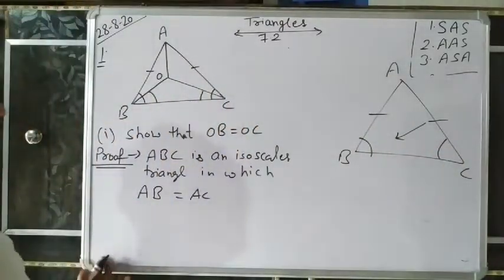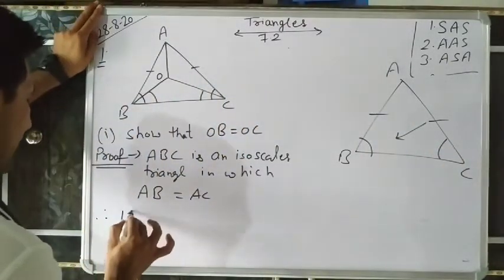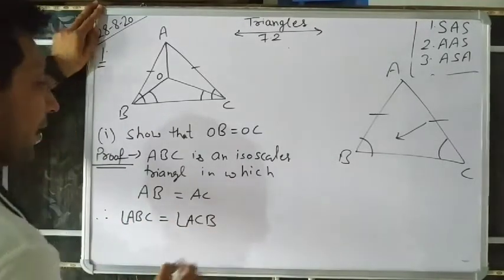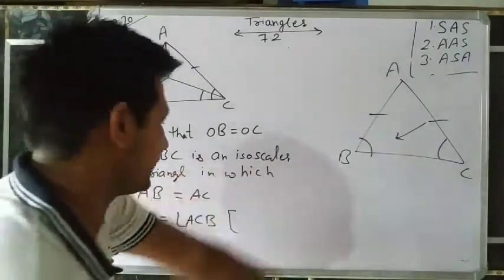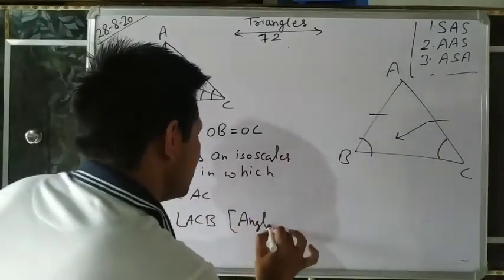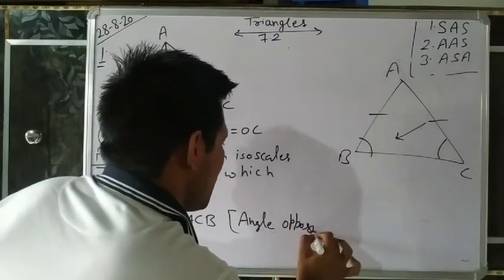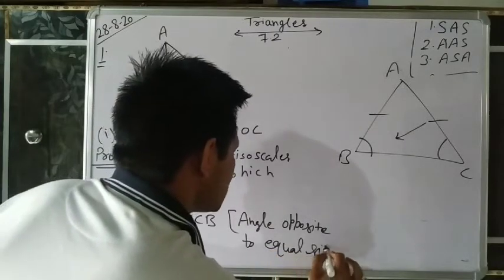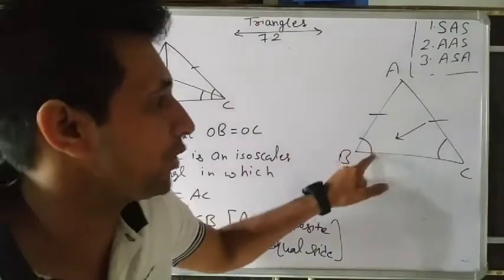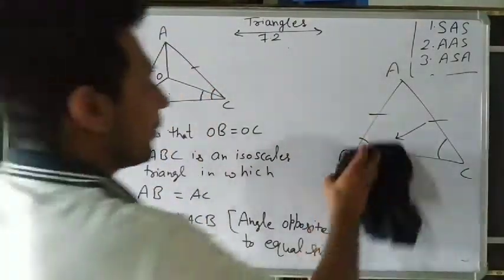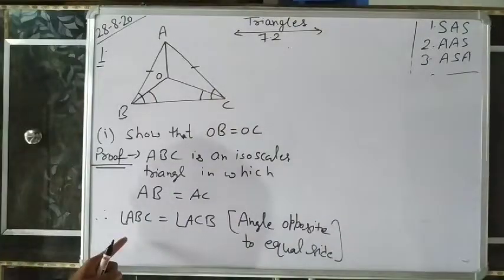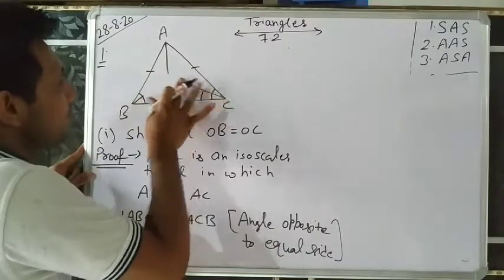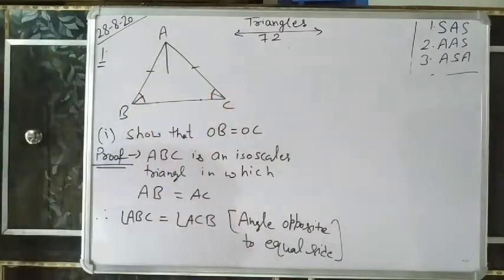So you can write, therefore, angle ABC equal to angle ACB. Why are they equal? We have to write the reason. What is it? Angle opposite to equal side. Yes, we know angle opposite to equal side is always equal. So it means angle ABC and this angle, these two angles, angle B and C, are equal.